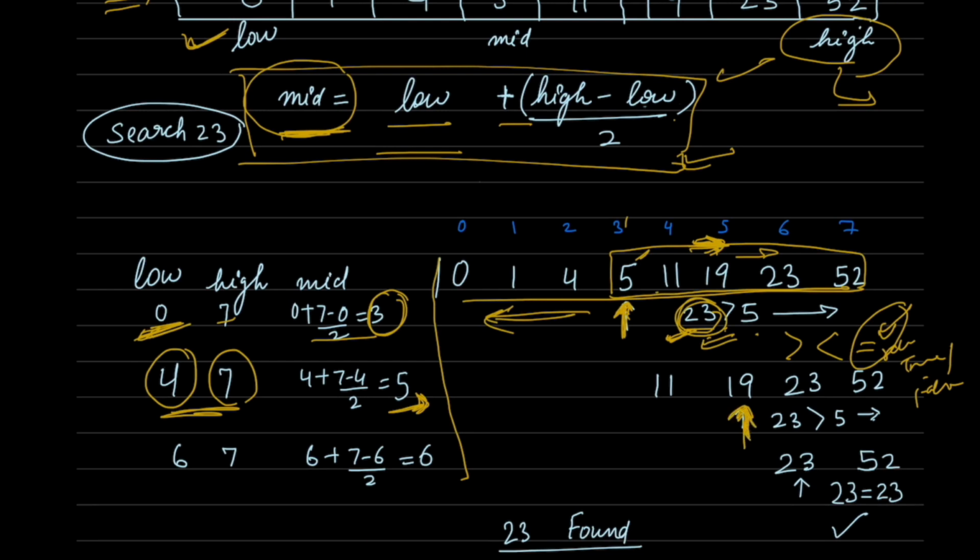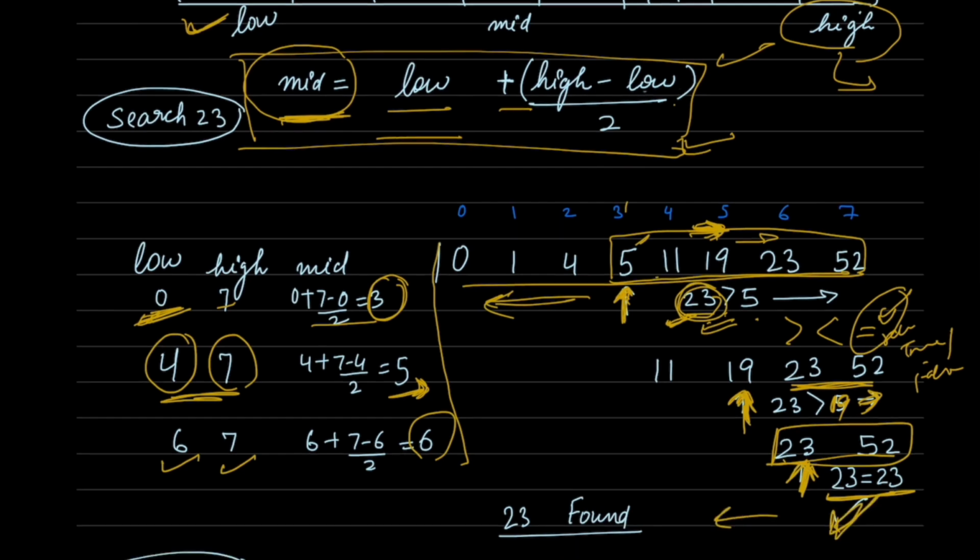So 19 is again smaller than 23, so again we move to the right side. So now we have only 23 and 52. Again we calculate the middle element. (6 plus 7) by 2 equals 6, so now we point at 23. Now 23 is equal to 23, that is why we have found the element and we return the solution.